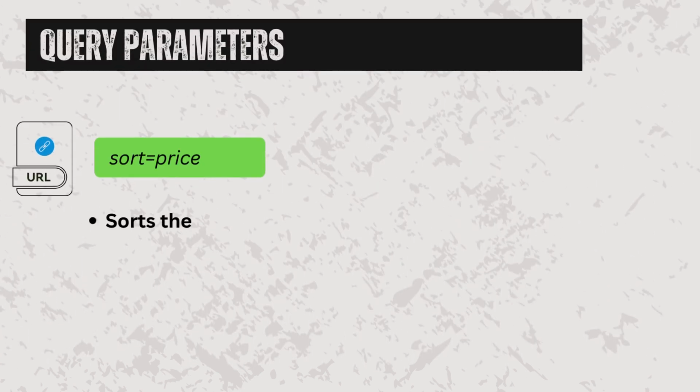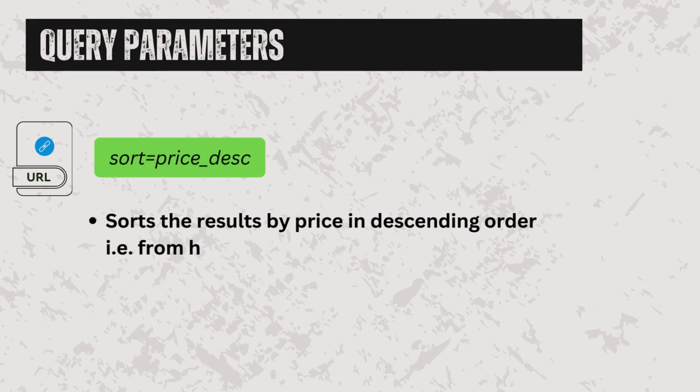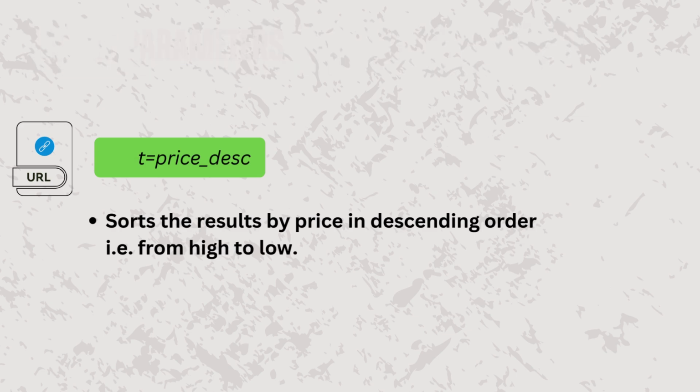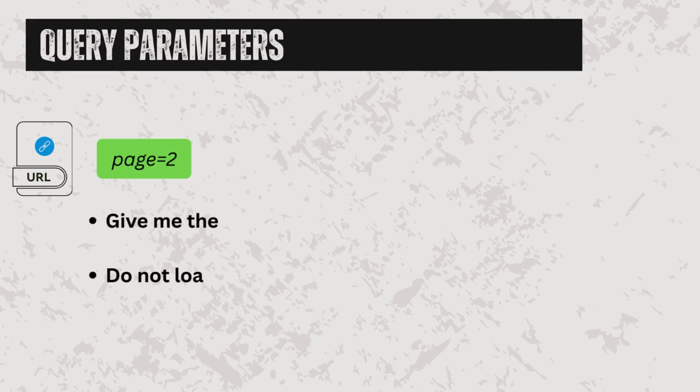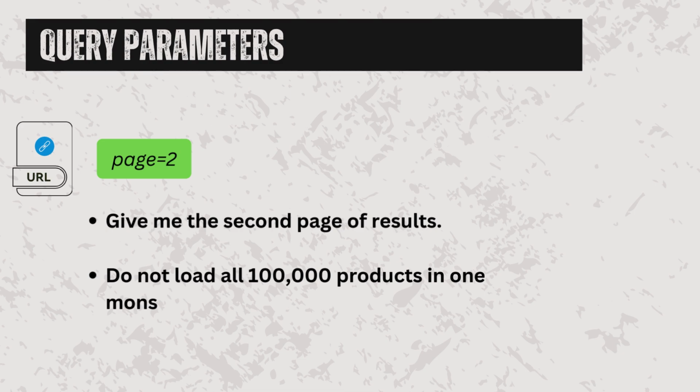sort=price_desc sorts the results by price in descending order, that is from high to low. Well, $900 Nikes come before the $20 clearance flip-flops. page=2 says, give me the second page of results. Paging is necessary because you don't want to load all 100,000 products in one monstrous response.